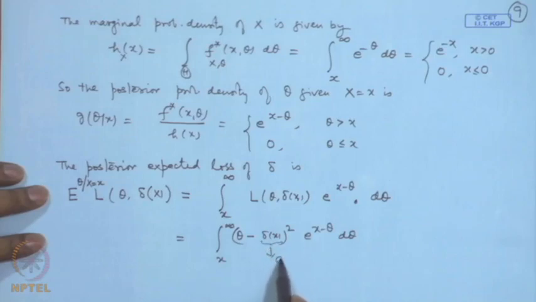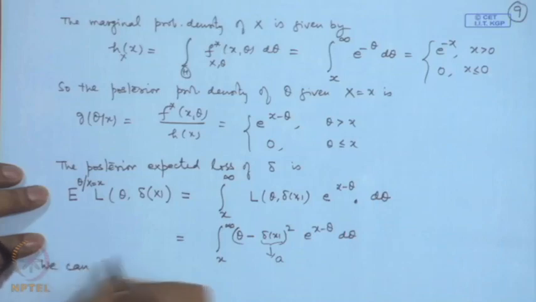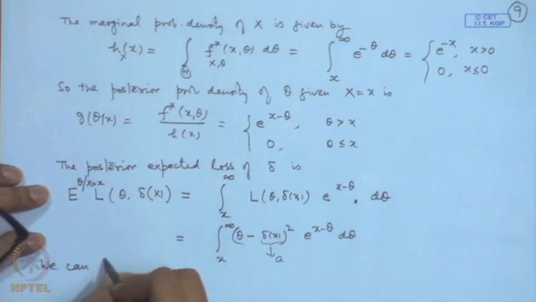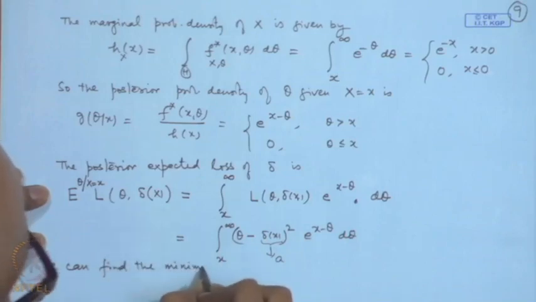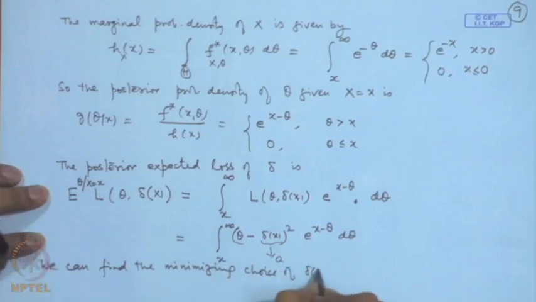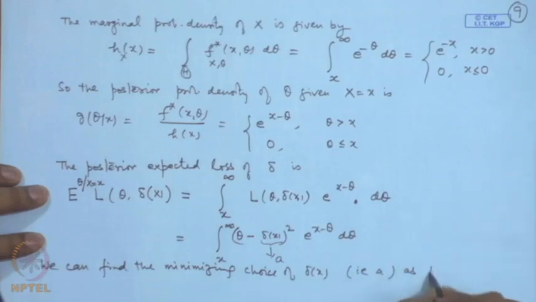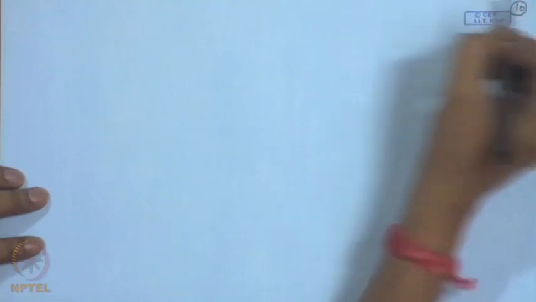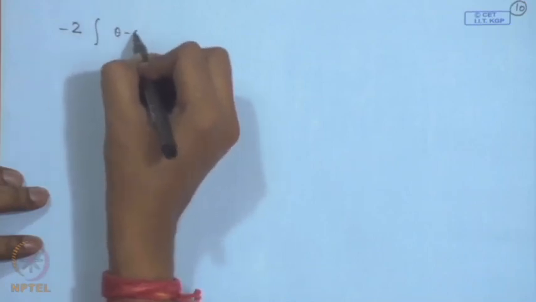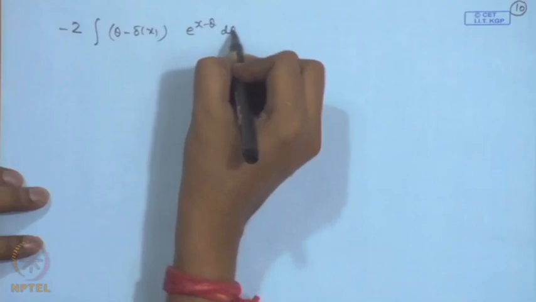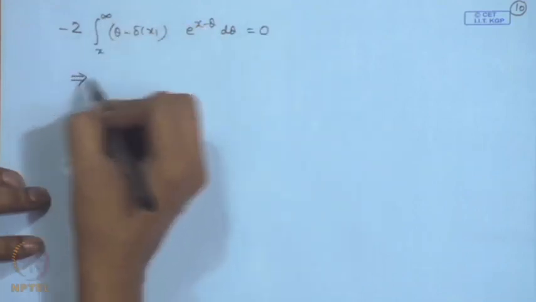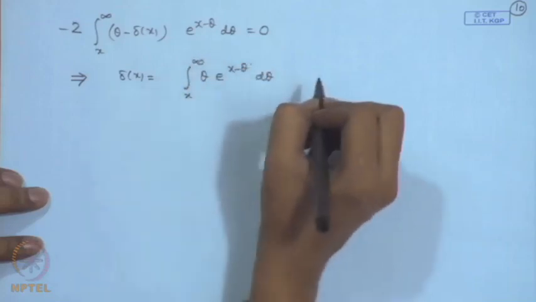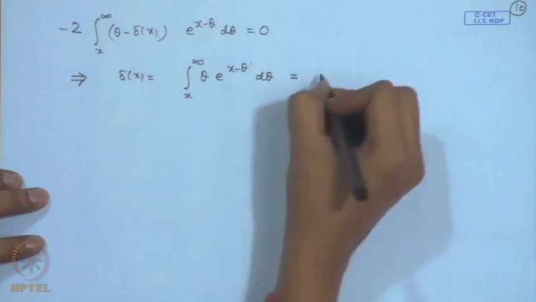Now, we can substitute, say, a here, and we can minimize. If you observe this, this is nothing but a convex function of a. Therefore, the minimizing choice is obtained if you differentiate with respect to a and put it equal to 0. We can find the minimizing choice of delta of x, that is a, as the solution of this. If you differentiate that, you will get minus twice the integral of theta minus delta of x times e to the power x minus theta d theta equal to 0. This implies delta of x is nothing but the integral from x to infinity of theta e to the power x minus theta d theta. So, this integral is nothing but x plus 1.